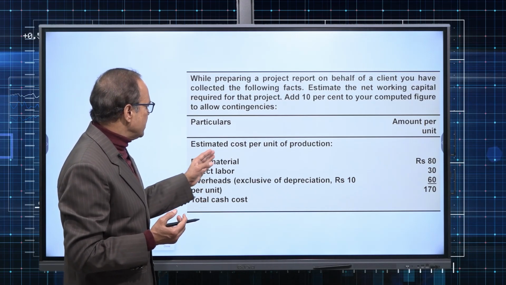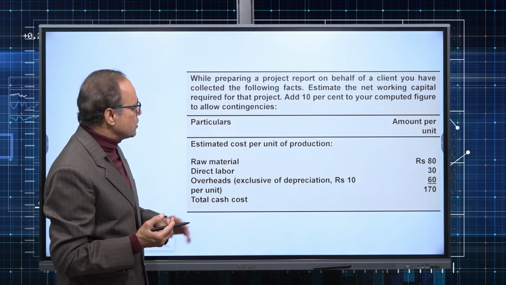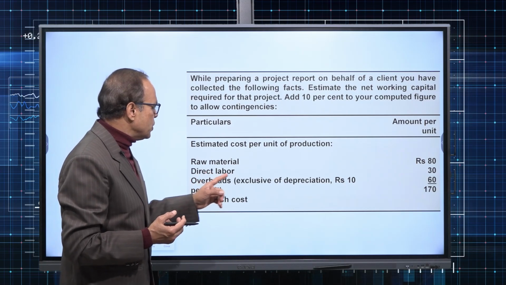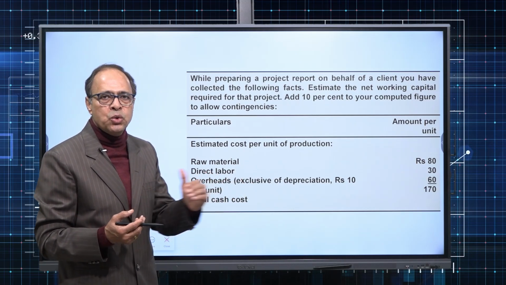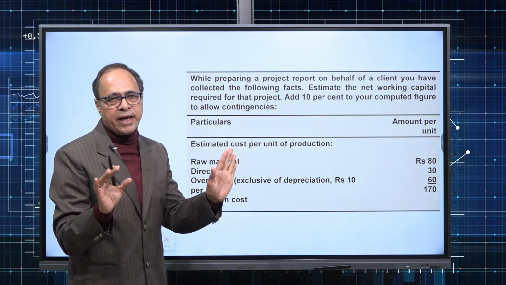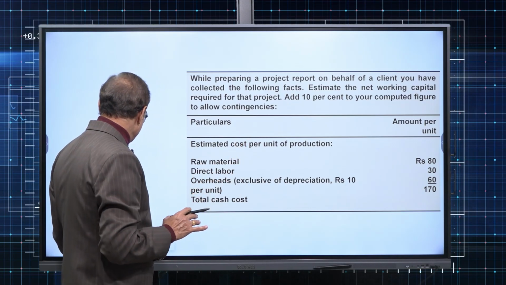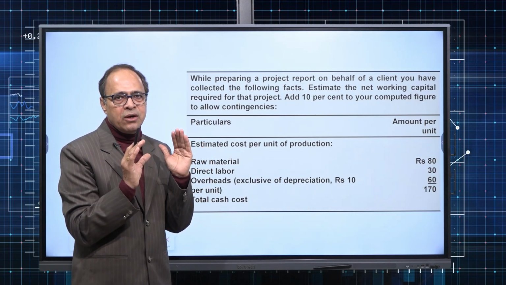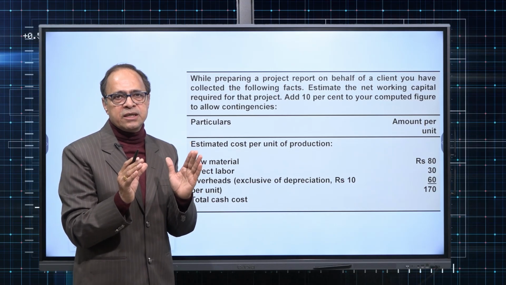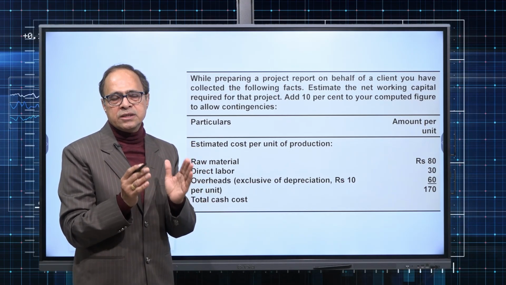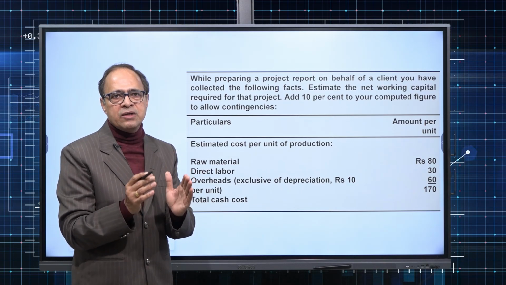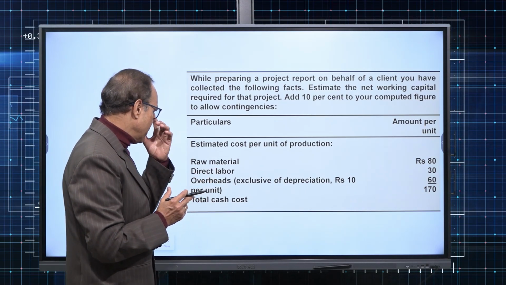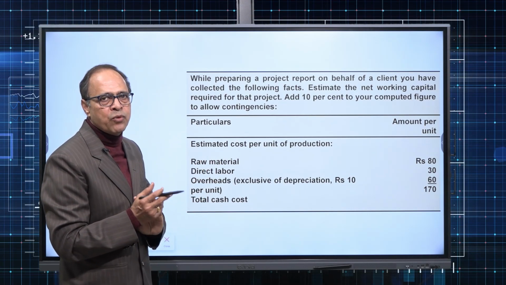What we are given? Estimated cost per unit is given. How much is the cost? Raw material 80, labor 30, overheads exclusive of depreciation, that is excluding depreciation. So this 60 is pure cash cost, 170. Now one more trick I will tell you. Since we are given only one single overheads, pay the attention. We are given overheads. No specification whether these are manufacturing overheads, administrative overheads or selling overheads. So by default, we will consider these as manufacturing overheads. So that is default consideration. So total cash cost is 170 per unit.